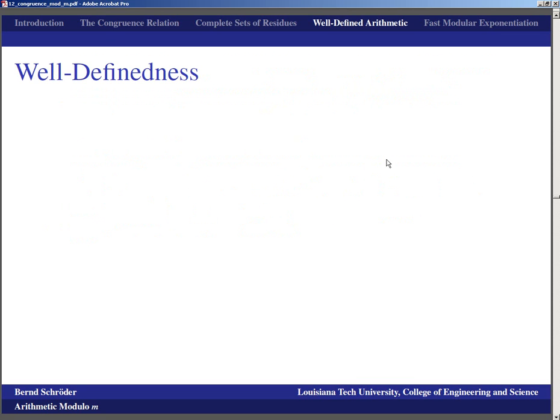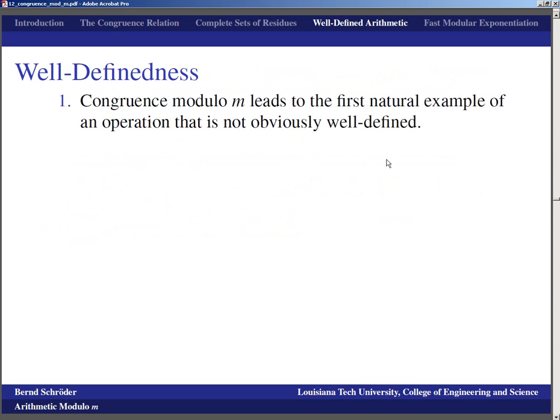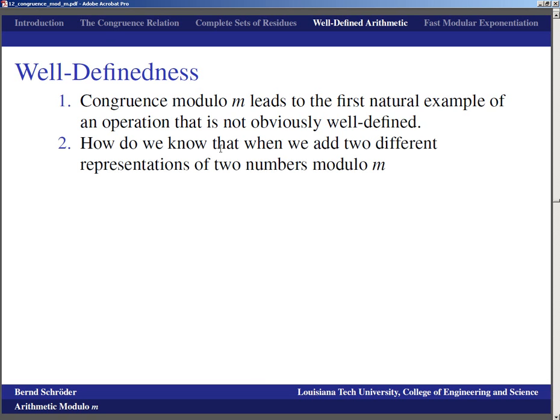Okay, now we talk about well-definedness, and this is one of those things that again takes some time in a theory class also. But basically, congruence modulo m leads to the first natural example of an operation that is not obviously well defined. What do I mean by that?